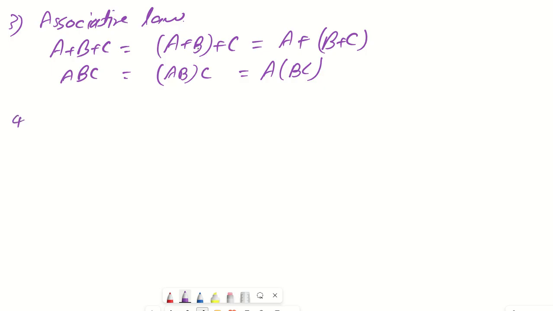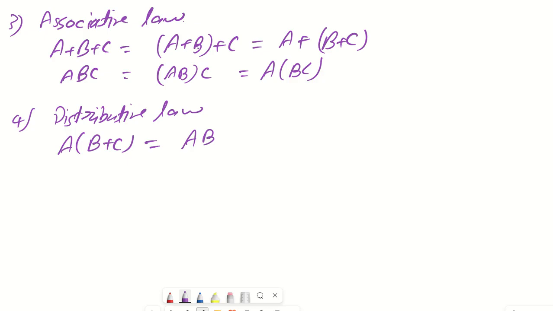The very important thing is the distributive law. In the distributive law, let us say A is multiplied with an expression of B plus C. This can be equal to AB plus AC. So A will be multiplied with B as well as C, both.